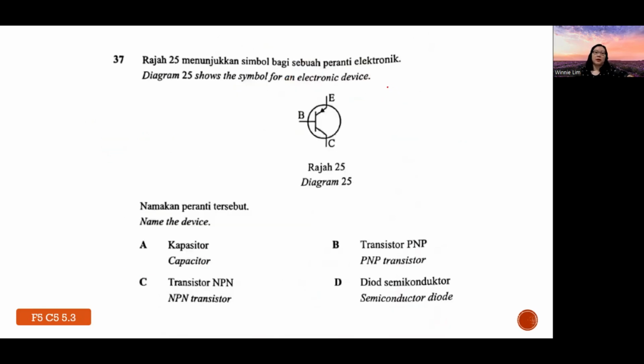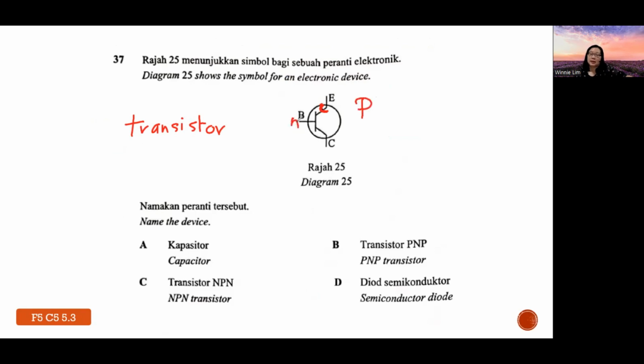Number 37. Diagram 25 shows the symbol of an electronic device. Name this device. So they have 3 legs, so actually this is a transistor. But how do you identify whether it's NPN or PNP? You look at the emitter leg. They always have an arrow. So you just need to know the direction of current flow. Current always flows from positive to negative.